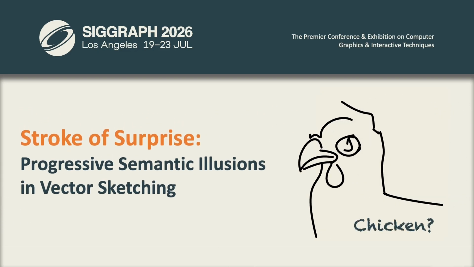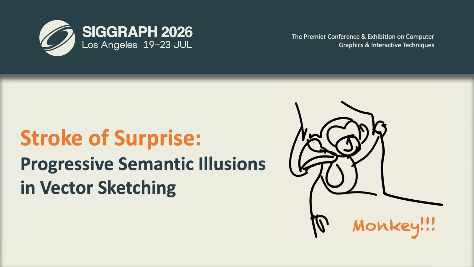So let me start by showing you something. Take a look at this little guy. Right now, I'm pretty sure he is a chicken. But watch this. Now here's a monkey. It's the same drawing, we didn't erase anything, but it turned into a completely different animal. And that's the idea I want to share with you today.